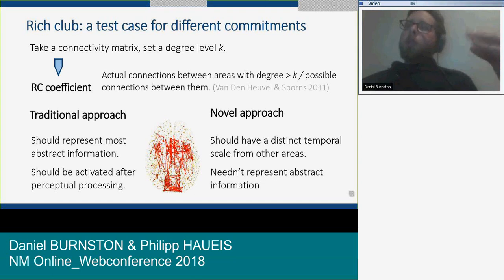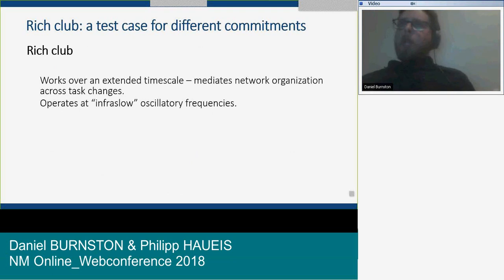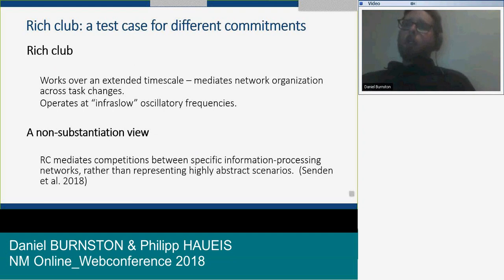What's interesting about this is the Rich Club overlaps significantly with the default mode network, right? So how you think about the default mode network, especially as it overlaps with the Rich Club, changes quite a bit depending on which approach you take. And it actually looks like, at least there's some evidence that the substantiation view is not right for this. So the Rich Club works not just after perceptual information or before action. It actually works over a very extended time scale, what's called infraslow oscillation frequencies. And this influence mediates network organization across task changes.